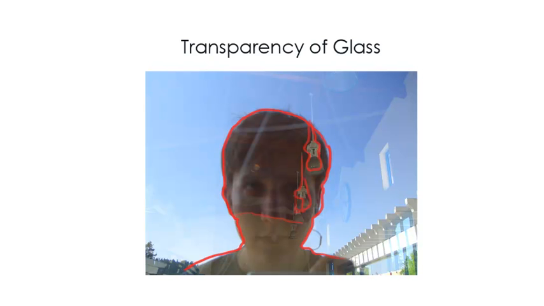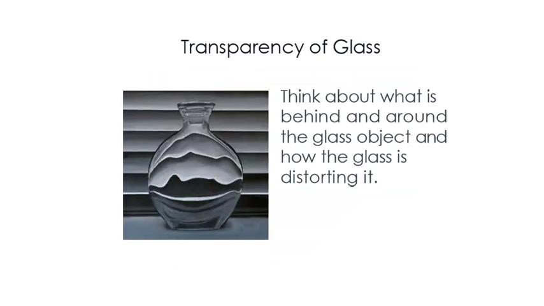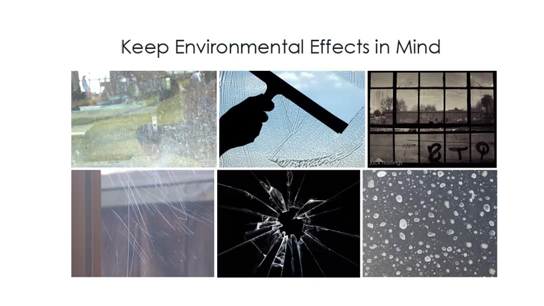It's also important to think about what's behind and around the glass object, and also how the glass object is distorting that environment. And so another important thing to keep in mind when trying to render glass is what sort of environment it's in. You want to think about if it would be somewhere that would receive a lot of watermarks, would need cleaning, would be grungy or break or even have scratches, and adding any of these effects would help add to the realism of your rendering.